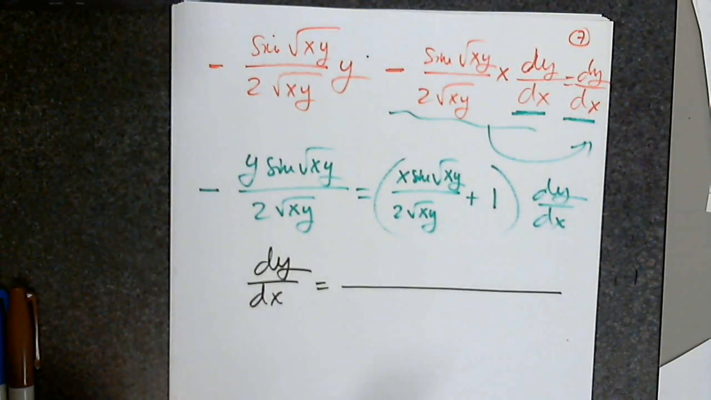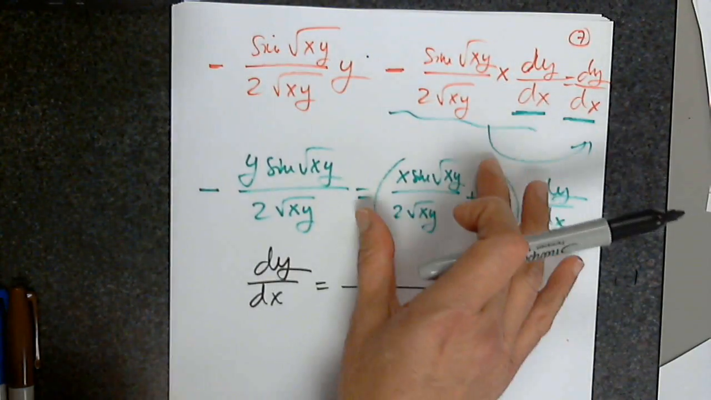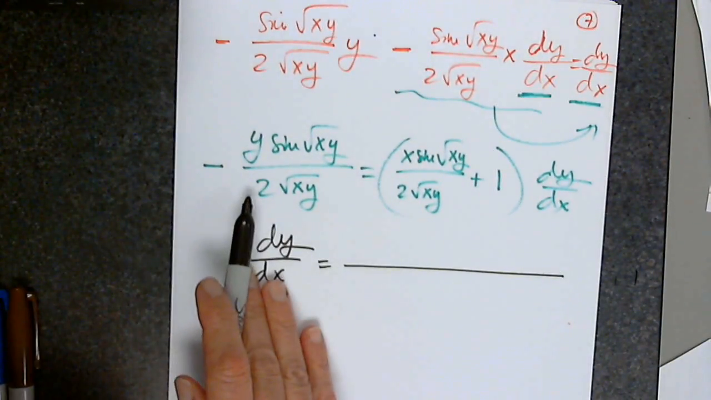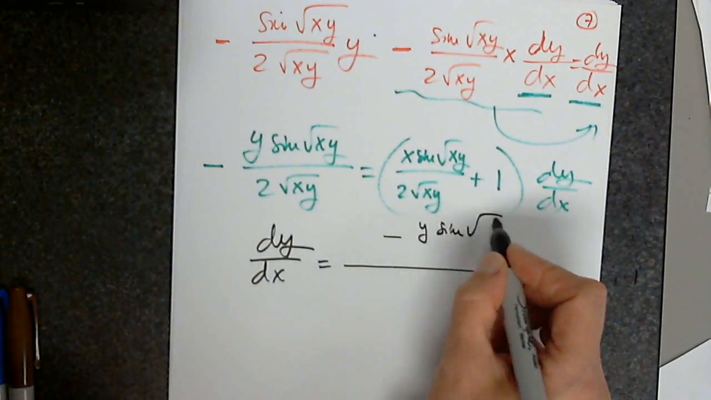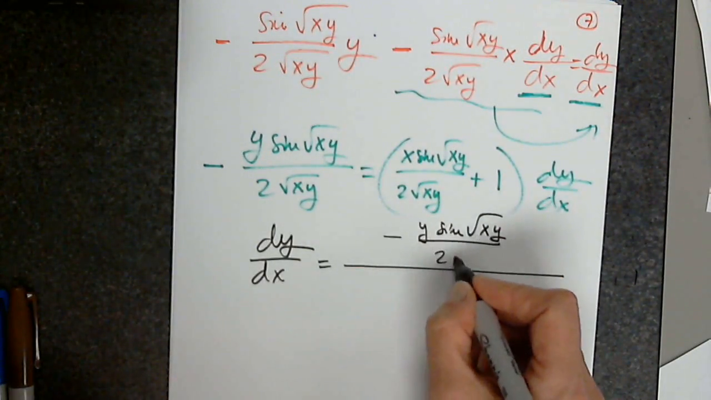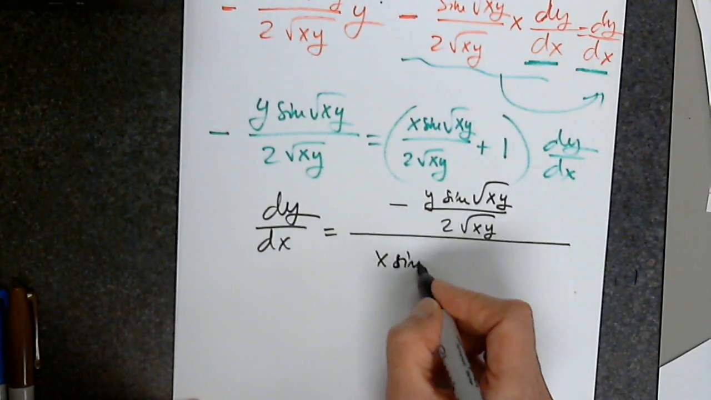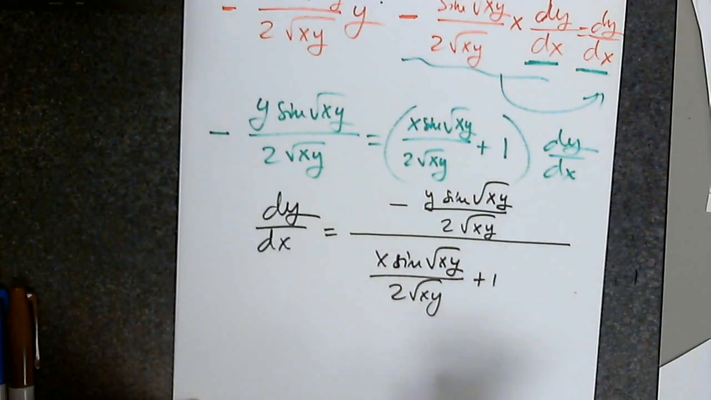What do I have in the numerator? I'm solving for this, and this is a constant that multiplies it, so this must go to the denominator. So what do I have at the top? Must be this. So negative y sine the square root of xy over 2 the square root of xy over x sine the square root of xy over 2 the square root of xy plus 1.